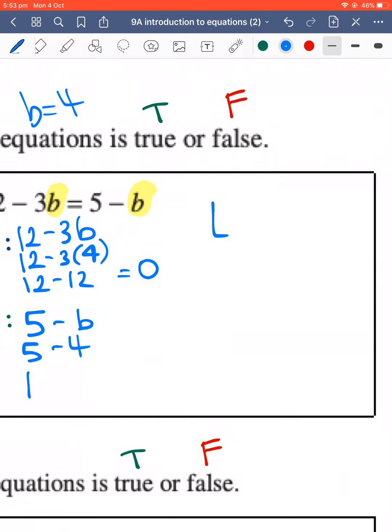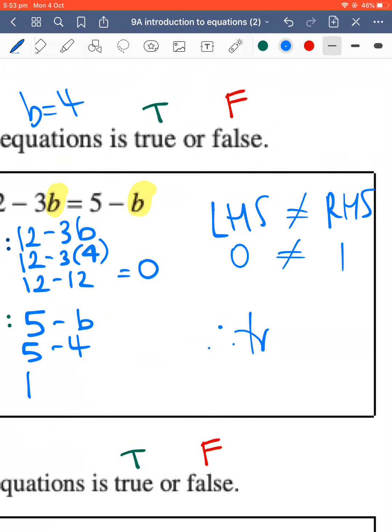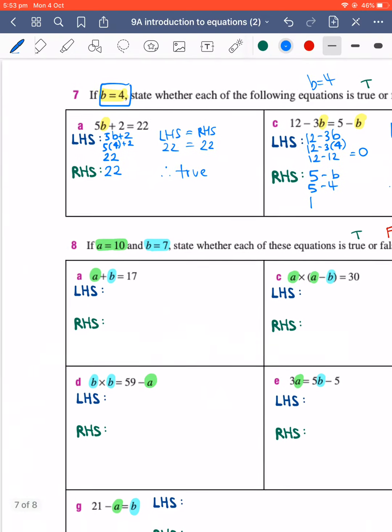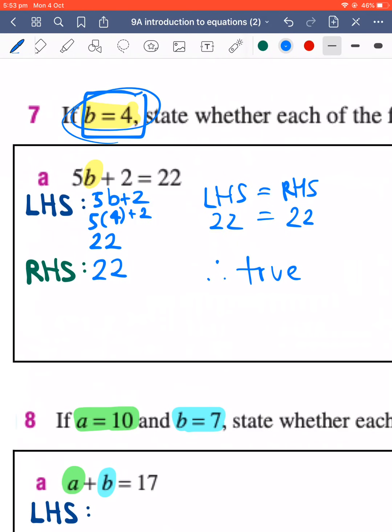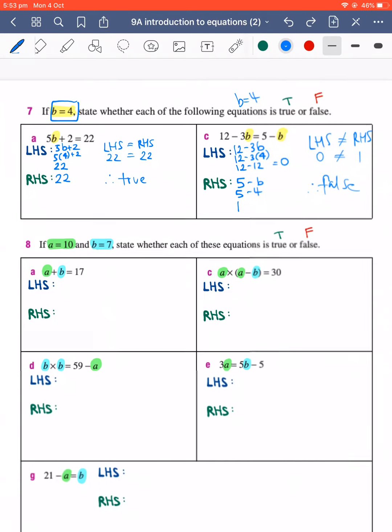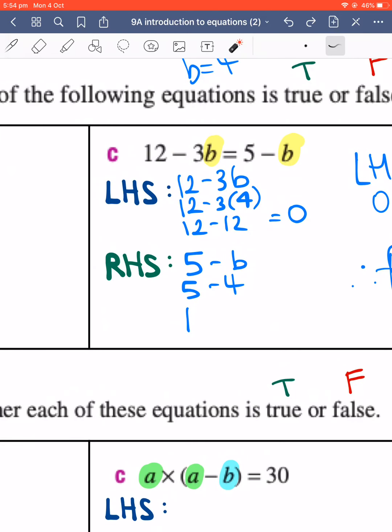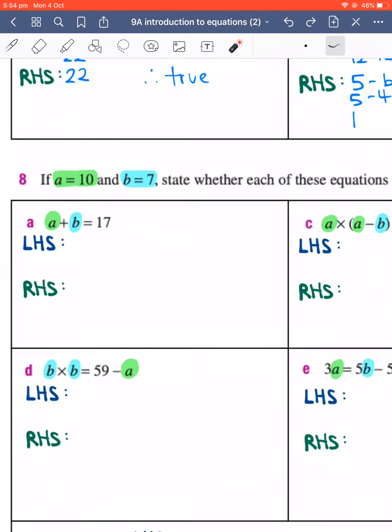That's not looking very good, is it? So my left-hand side was 0. My right-hand side was 1. Those two are not equal, therefore this is false. Because b equals 4 is not a solution for this particular equation.